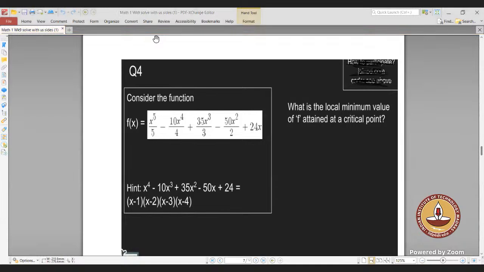Sir, I have a question. If we got f double prime x equal to 0 or constant, then what will we conclude? It will be a saddle point. We can't conclude anything. Okay, sir.